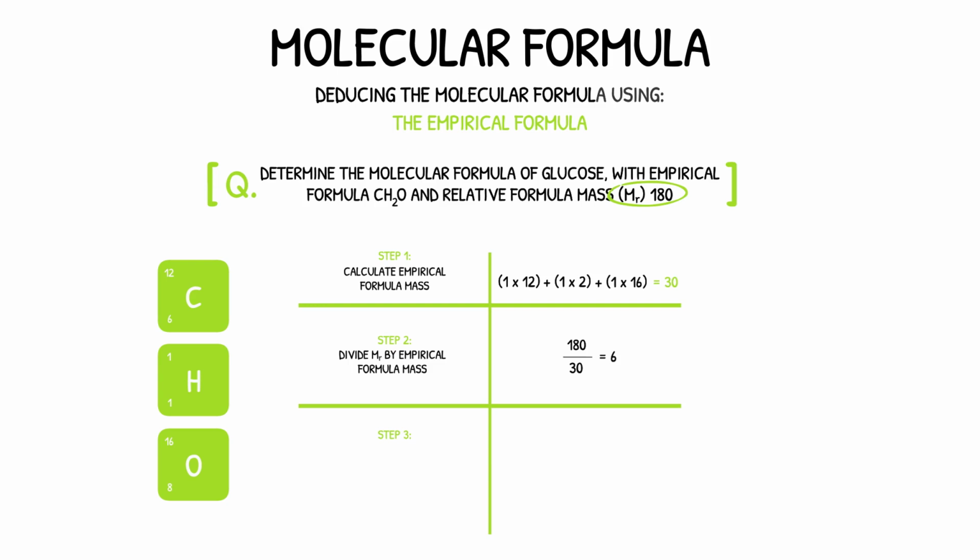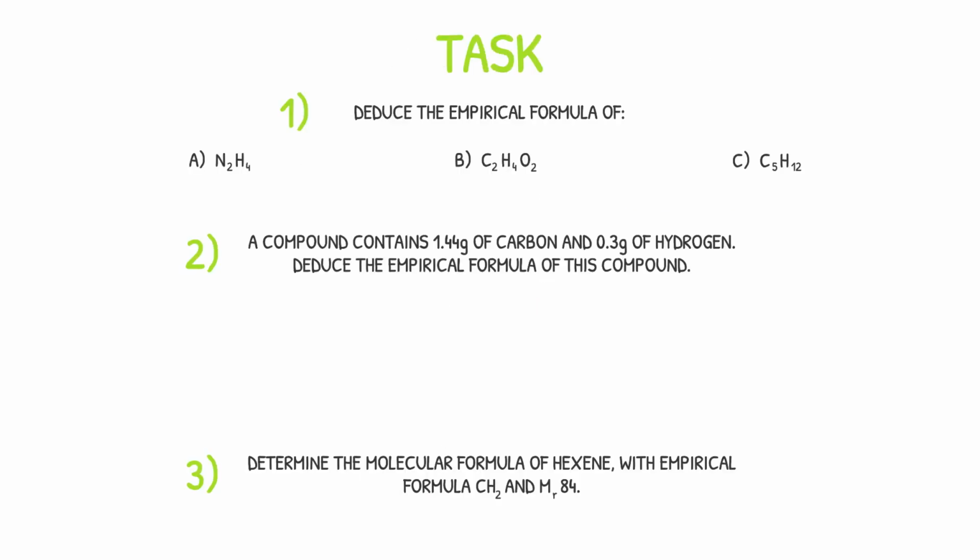The final step of this method requires you to multiply the subscript numbers of the empirical formula by the value calculated in step 2. So, 1 multiplied by 6 is 6, 2 multiplied by 6 is 12, and 1 multiplied by 6 is 6. The molecular formula of glucose is C6H12O6.